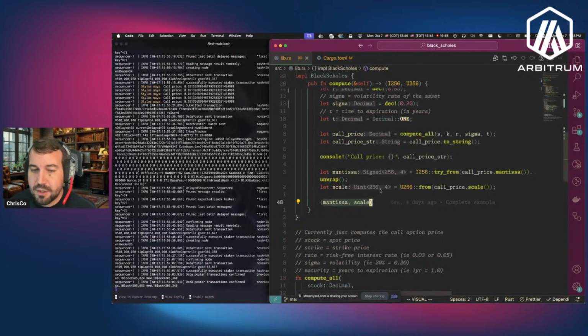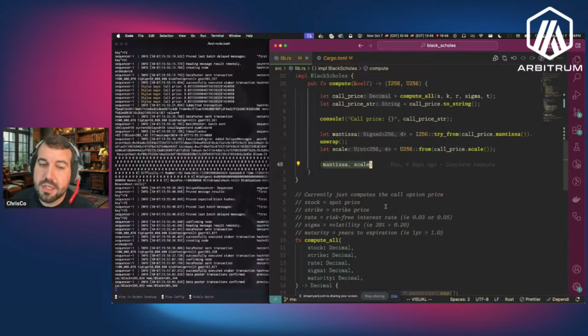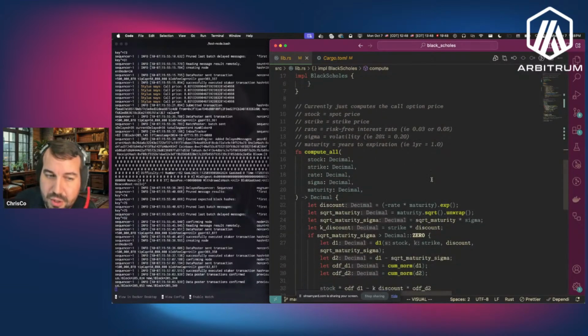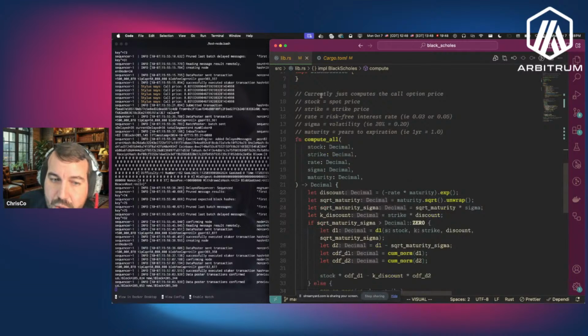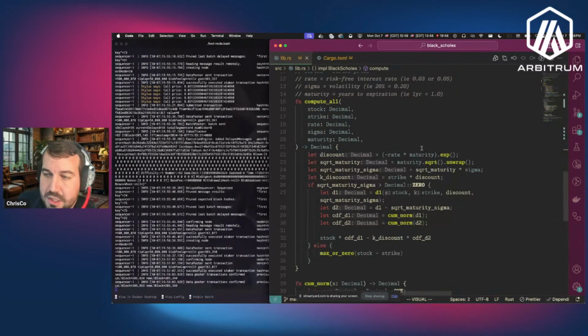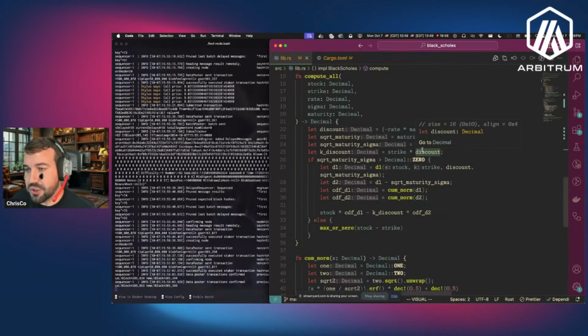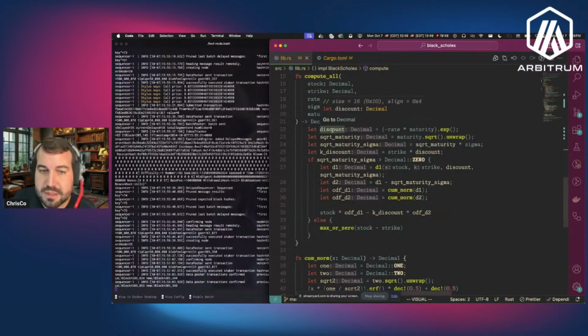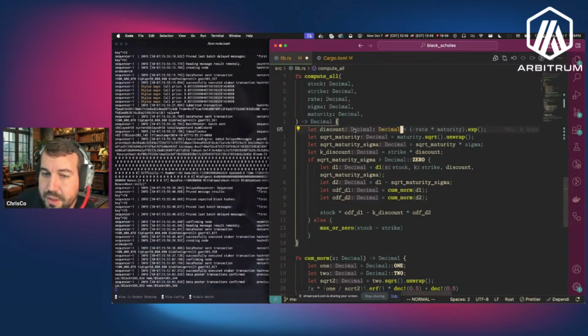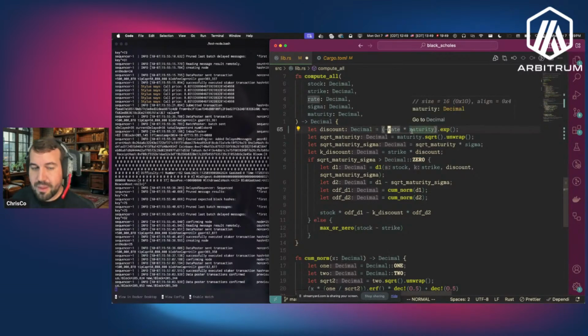But for this demonstration, we're just going to call it from our local machine to have it output the price to the console. All right, so the compute all function is basically the implementation of the Black-Scholes formula. It's computing the discount from that formula.